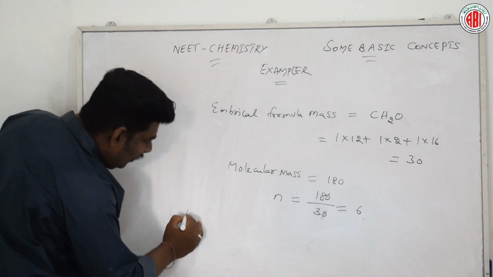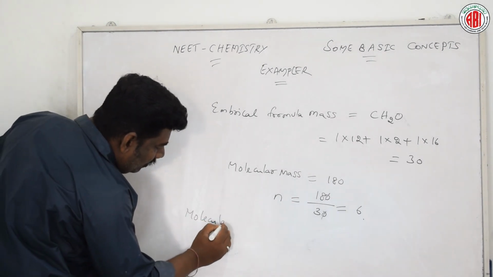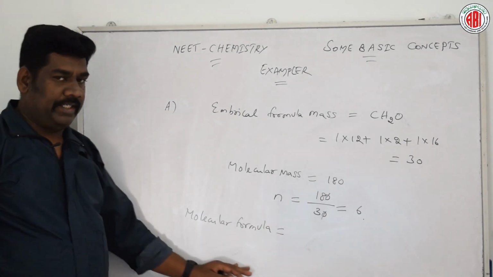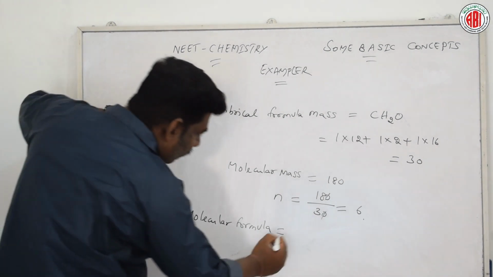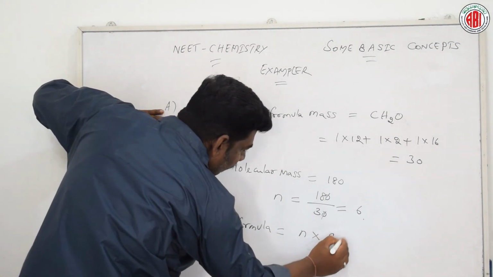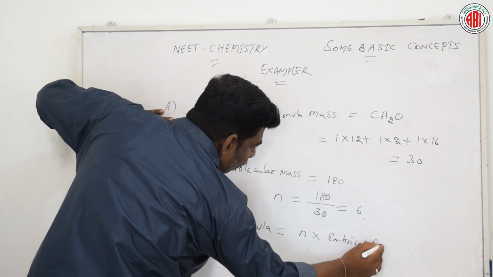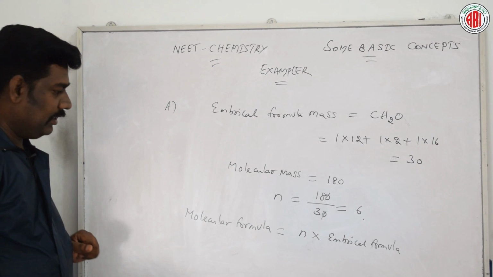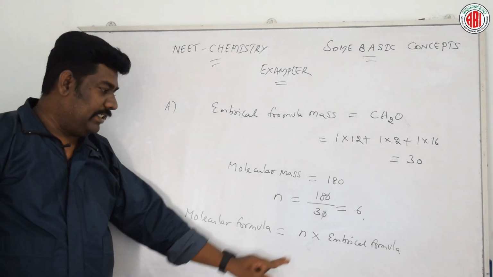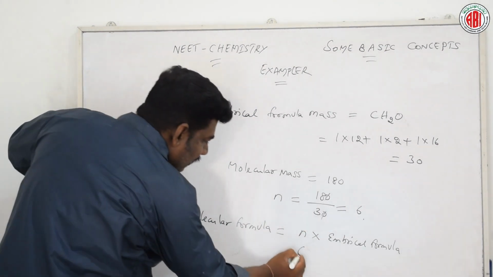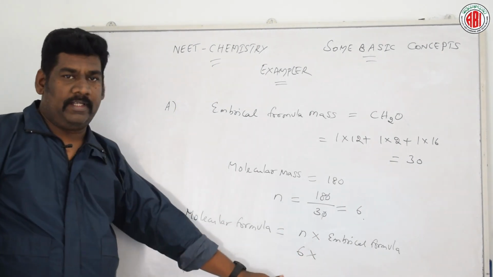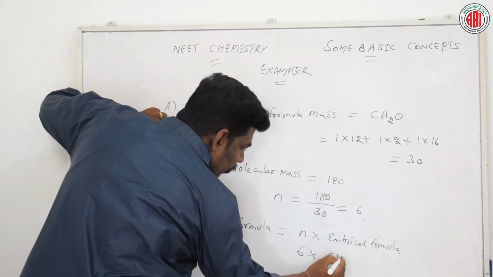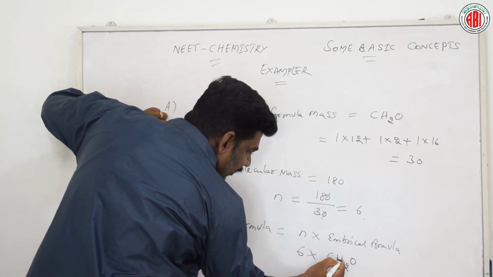Now we are going to find the molecular formula. We know the formula: molecular formula is equal to n into empirical formula. Now what is the value of n? That is 6. So 6 into the empirical formula. The empirical formula is given in the question, CH2O. This is the compound given.